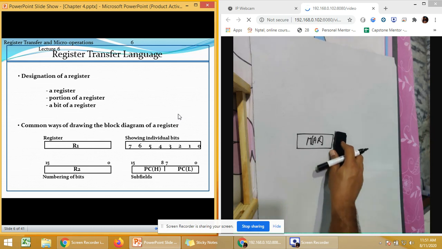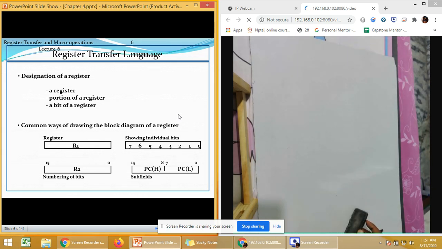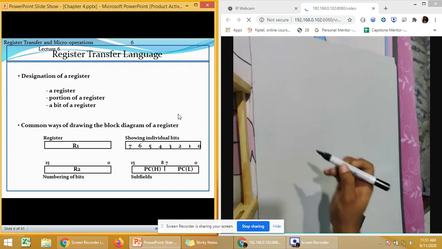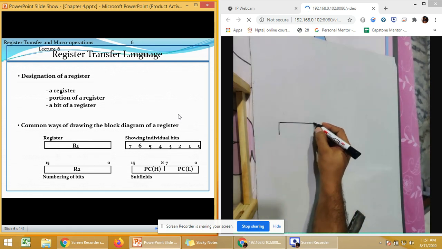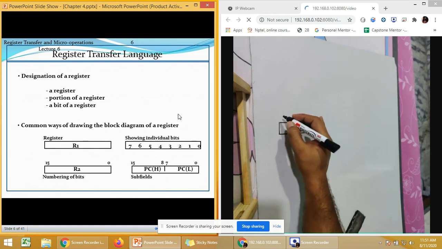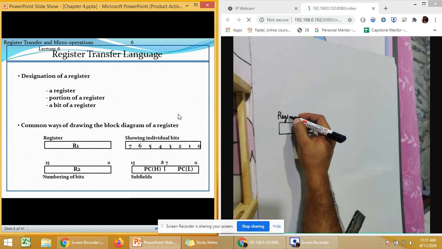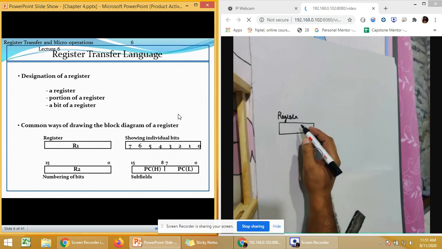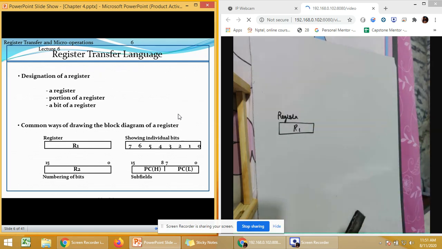So how can we represent a register? We have different methods to represent a register. First of all, we can represent the register by name, so we can have R1. This is one representation. You can see it on the slide as well. So this is the first representation, using the R1 name.